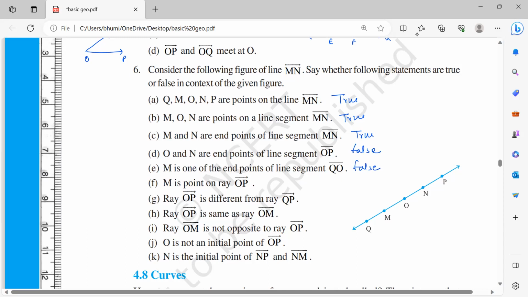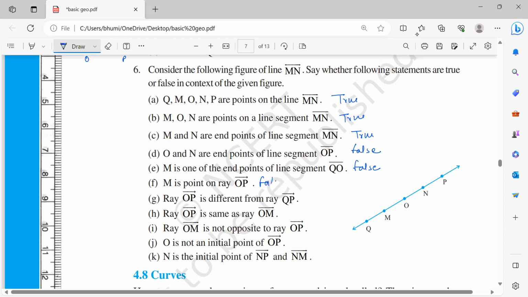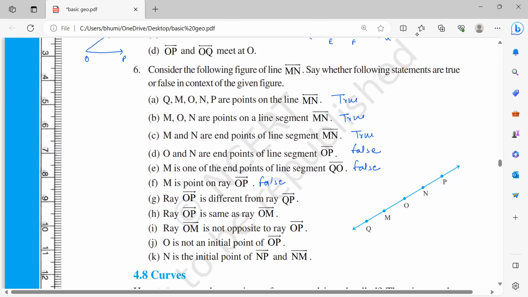M is the point on ray OP. No, it is also false. Then coming to the G part, ray OP is different from ray QP. Is G true or false? Yes, true. This is different. Ray OP is same as ray OM, which is false.